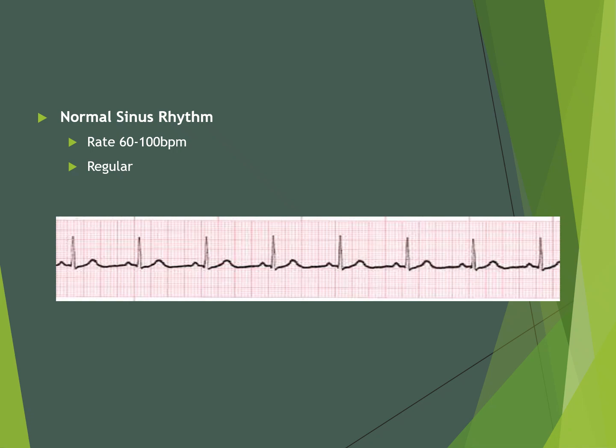We will start this brief overview with our normal sinus rhythm, or the rhythm that hopefully our patients are in most of the time. Normal sinus rhythm has a rate of 60 to 100 beats per minute. The rate is regular, and there's a P for every QRS complex.